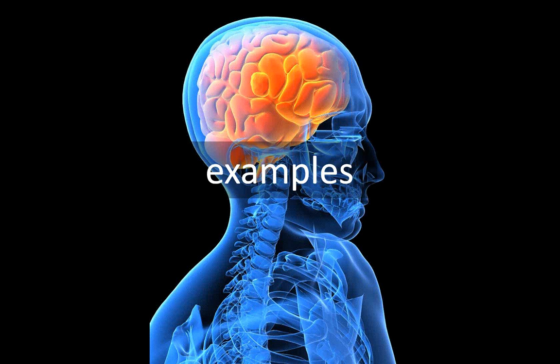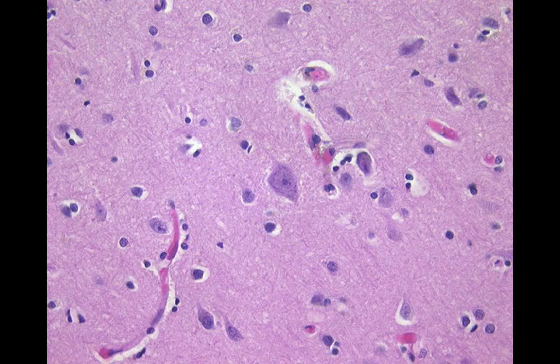So I'm going to show you some examples of different cases. Before I get into that though, this here is a high magnification view of some gray matter. This is about 400 times magnification. I want to show you what normal tissue looks like before we go to the abnormal.